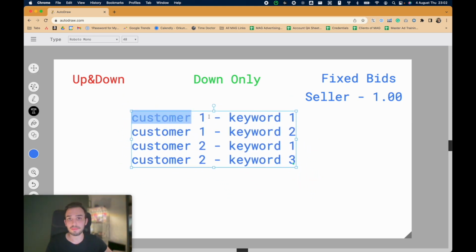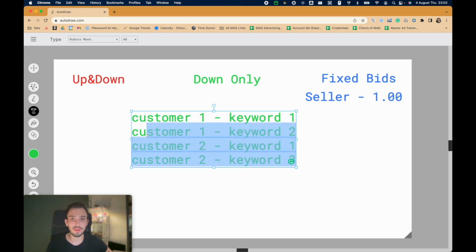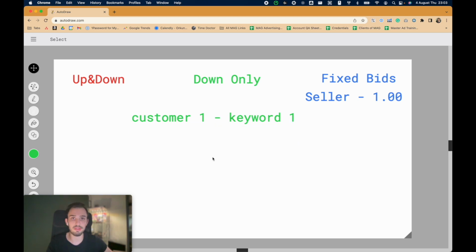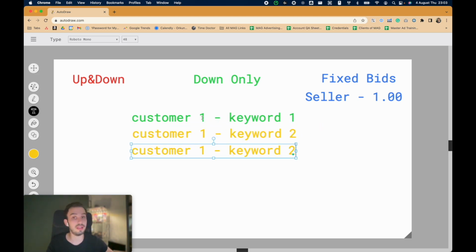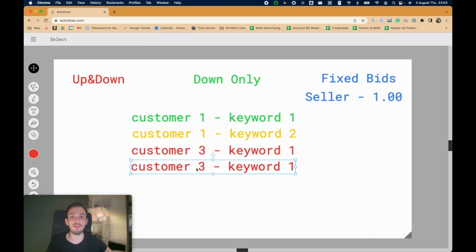Let's say that customer 1 really wants to buy this one. Let's give them colors. I cannot change it, so if you can just give me a second, I will fix it and make it super easy for us to understand. If it's green, the likelihood of sale is super high. If it's yellow, Amazon is not super sure if this customer is going to buy or not. And if it's red, it means that Amazon probably knows that this customer is not going to convert well.